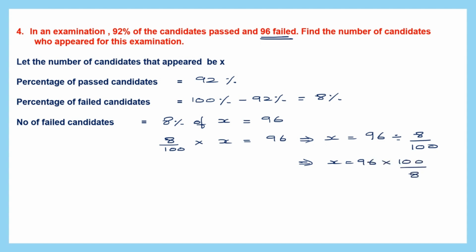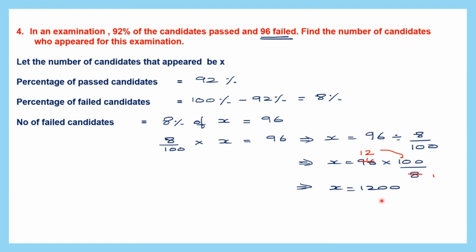Now we can simplify. 8 ones are 8 and here 8 ones are 8. We have 16. 8 twos are 16. 8 into 12 is 96. Now multiply these two. So 12 into 100 is 1200. So that is the value of X.